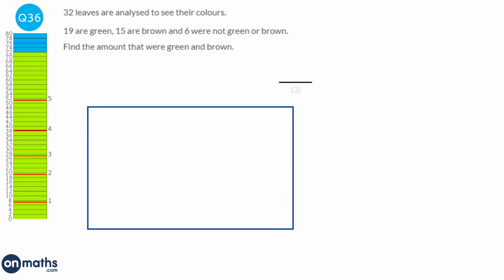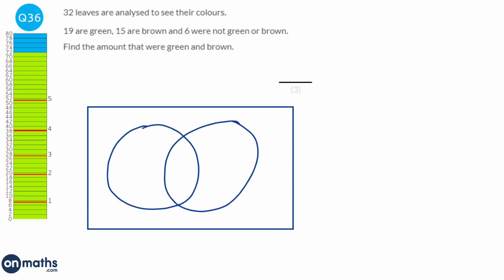We don't have to for this question, but it might be helpful to draw a Venn diagram for this. And we've got green and brown leaves, so we'll have green on the left and brown on the right. So green and brown. And we're told that there are 19 green and 15 brown and 6 that were not green and brown. So the only number we can put in is the 6 on the outside of the Venn diagram.